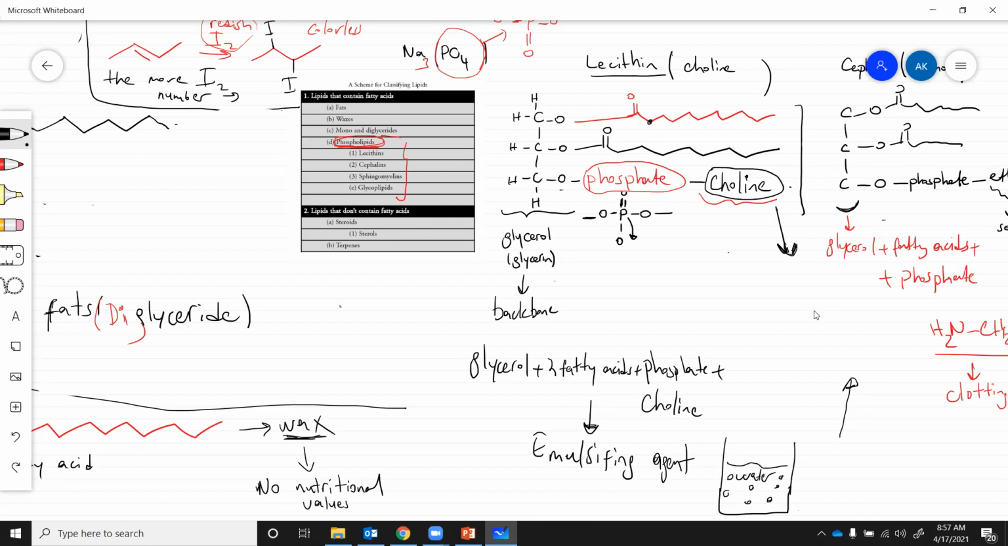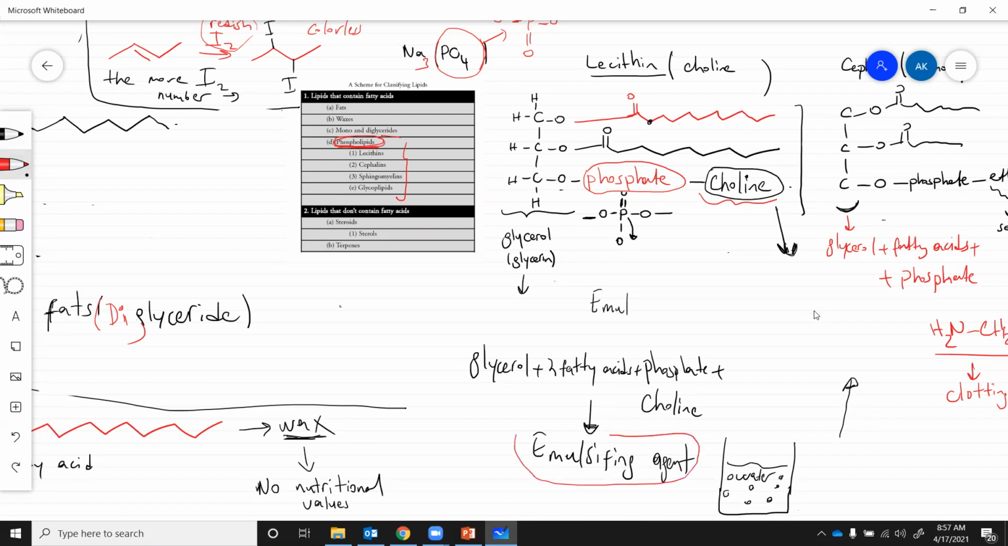Okay, makes sense? As you can see in the notes here, in our body and in the industry as well, we are using this as an emulsifying reagent. It's a very functional group. I wrote it here actually. Let's just circle that. This is called an emulsifying agent.